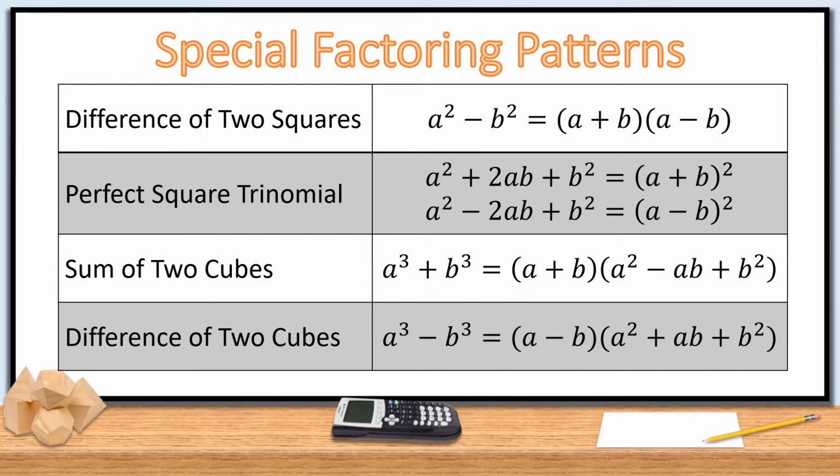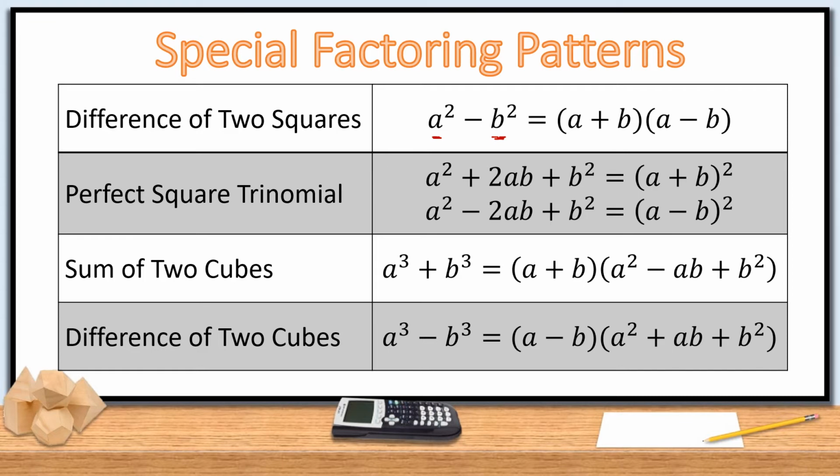So difference of two squares, we should know this one already. So if you have a number squared minus another number squared, or you can rewrite it in this format, then its factors are the two of them added and the two of them subtracted. A perfect square trinomial, we should know this, like we've done it before, like we've done a lot of distributing of binomials like this.